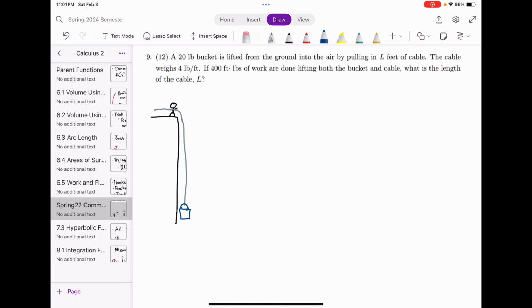That's a big bucket, I guess. It's 20 pounds, not that big actually.